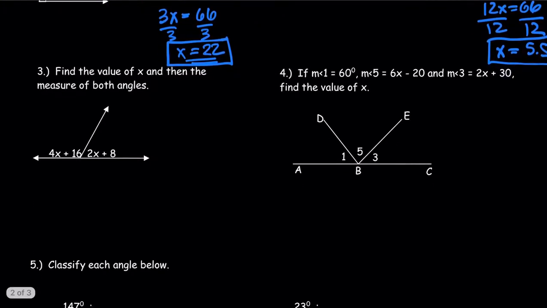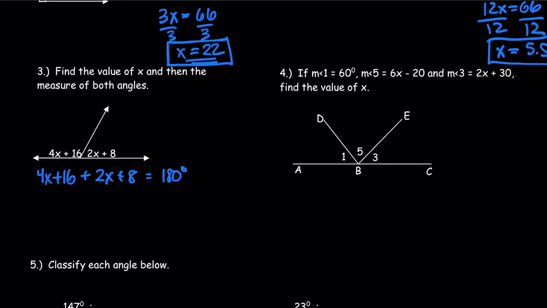All right, question 3. Find the value of x and then the measure of both angles. So again, it doesn't tell me what the relationship is. I need to identify that from the diagram. And remember, we talked about when we see a straight line, that's going to give you 180 degrees. So I'm going to take these two parts, add them up, and set that equal to 180 degrees. So 4x plus 16 plus 2x plus 8 equals 180 degrees.